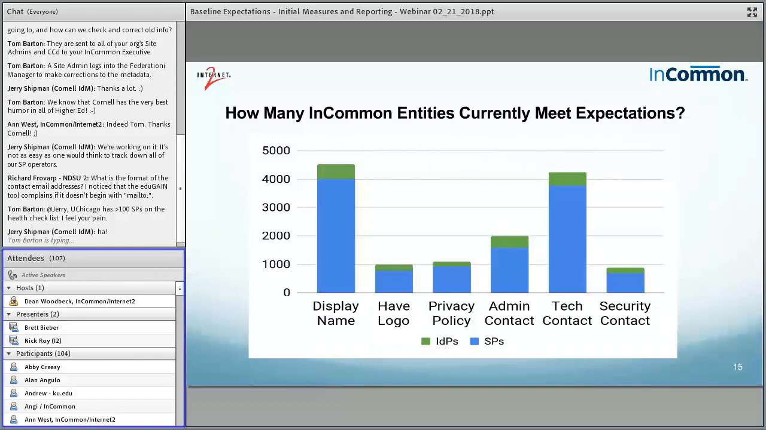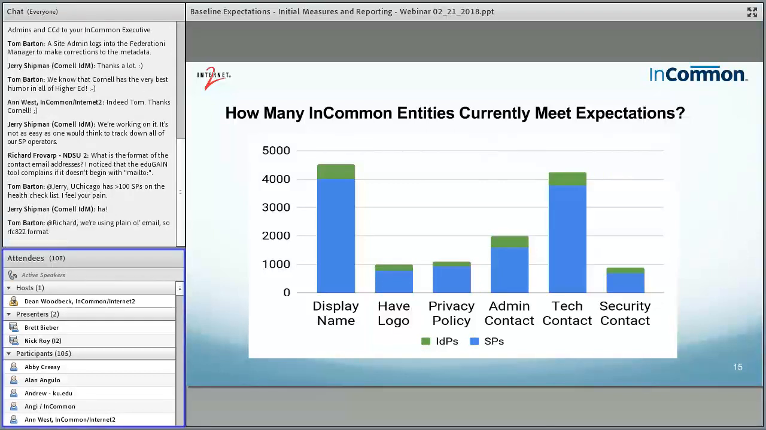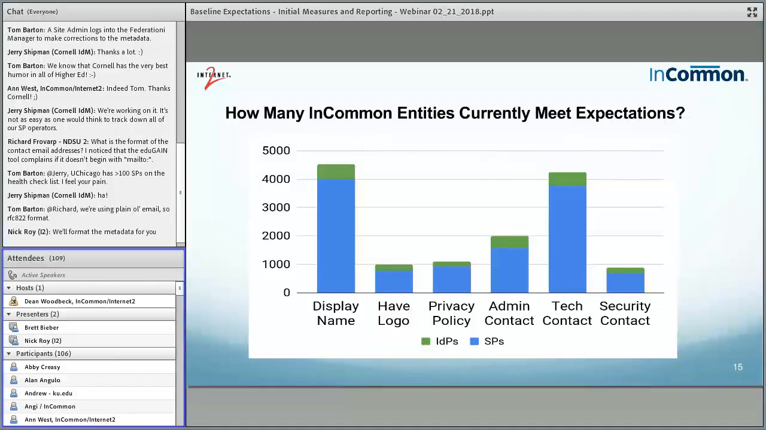And so if you look at the first column here, display name, the blue, we're near 4,000. So if we only had about 100 more service providers that had a display name, we would be perfect on the service providers. And I think we are perfect on IDPs in meeting display name, so that whole stack would add up to the total in the federation that we have right now, which when I ran the stats was 4,674. So right now we're doing really good on display name.